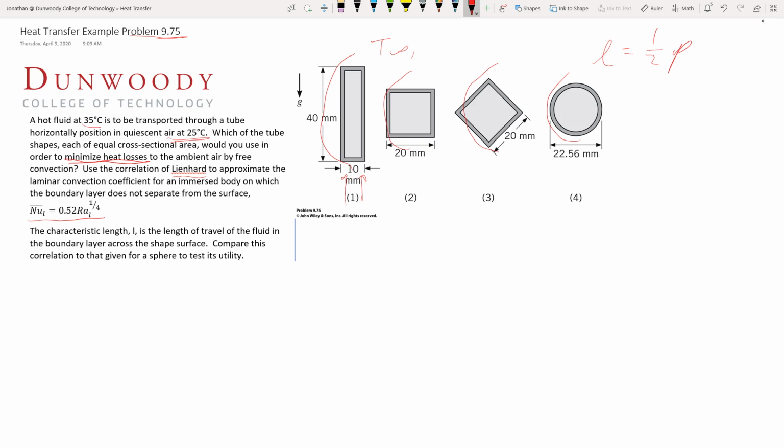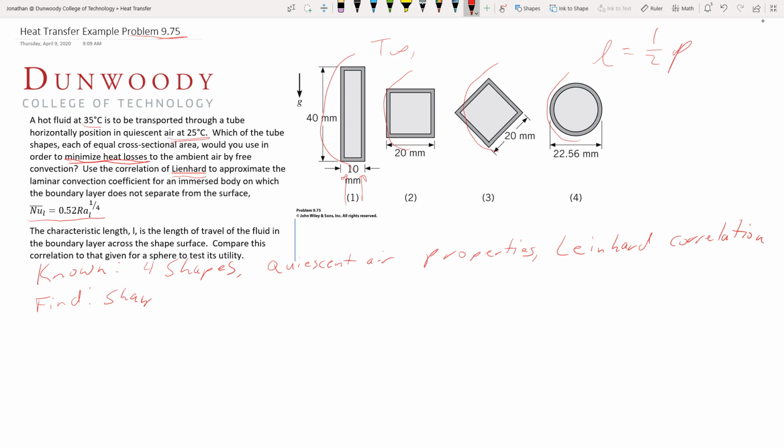Alright, so let's take a look. What do we know? We know four shapes. We know quiescent air properties. And we know we're going to use the Rayleigh correlation. With that, what are we trying to find?